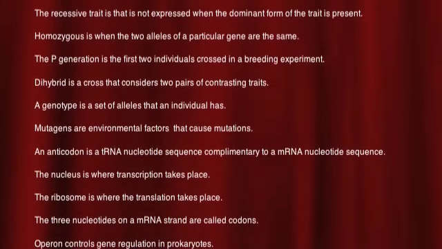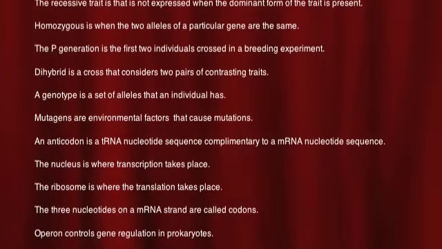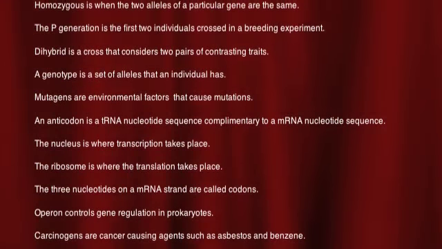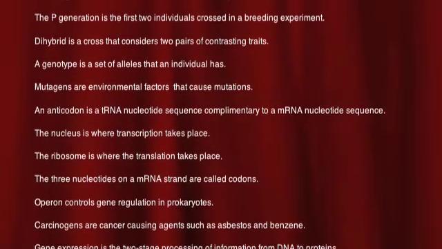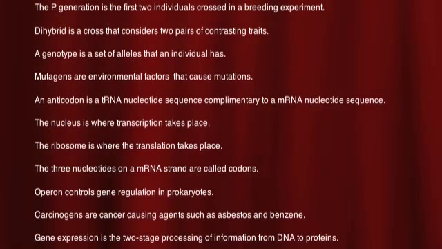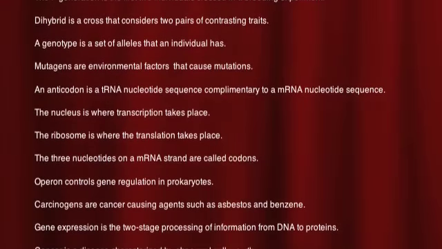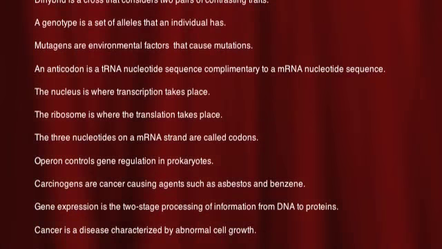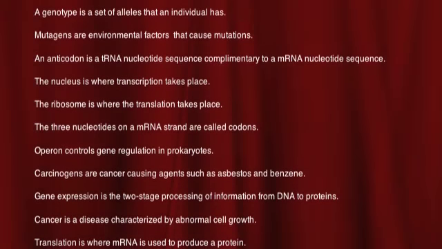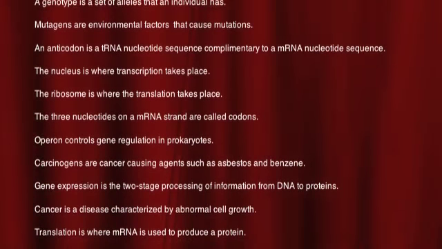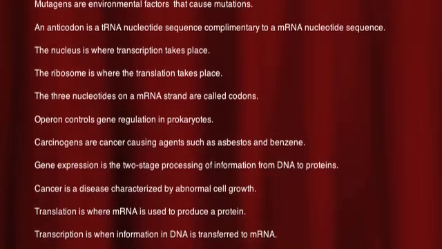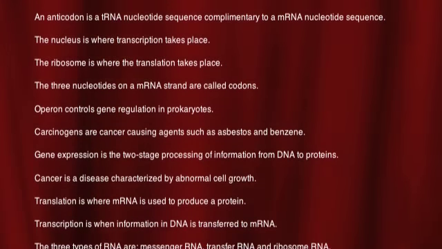An anticodon is a tRNA nucleotide sequence complementary to an mRNA nucleotide sequence. The nucleus is where transcription takes place. The ribosome is where translation takes place. The three nucleotides on an mRNA strand are called codons. Operon controls gene regulation in prokaryotes. Carcinogens are cancer-causing agents such as asbestos and benzene.